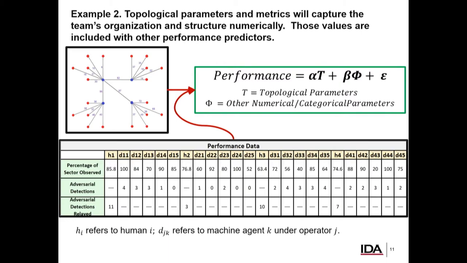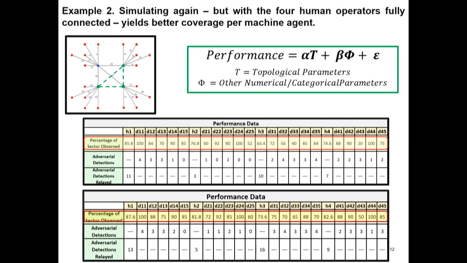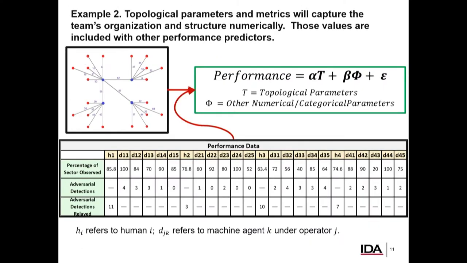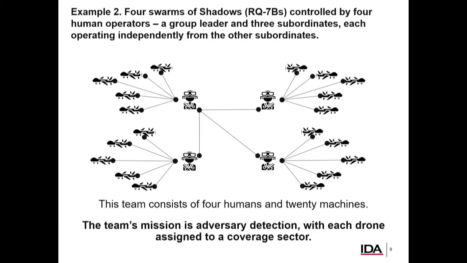So that's a relatively okay performance, right? We have generally large areas of sectors covered there, relatively good numbers of adversarial detections, however you want to measure that. However, if we change our team structure a little bit, right? So if I can back up one little bit, you see that the humans there are organized in such a way that they're basically three subordinates, all answering to one human commander.